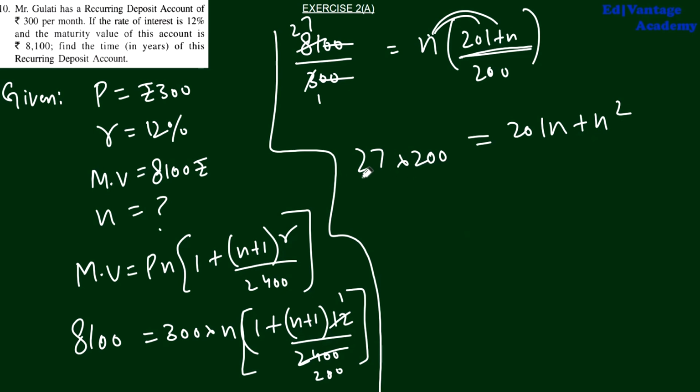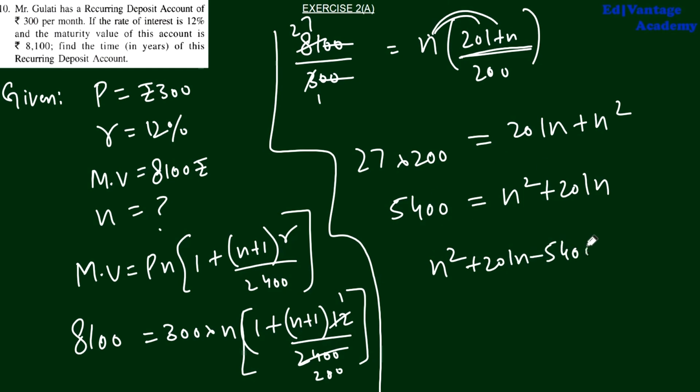So when you do 200 into 27, I know nothing is going to come on the right side as division, so let us multiply. So 27 into 200, that is 5400, equals n square plus 201 n. I just rearranged it. For rearranging, the sign doesn't change. 5400 goes to the other side, it becomes n square plus 201 n minus 5400. This side remains 0. Again it became a quadratic equation.